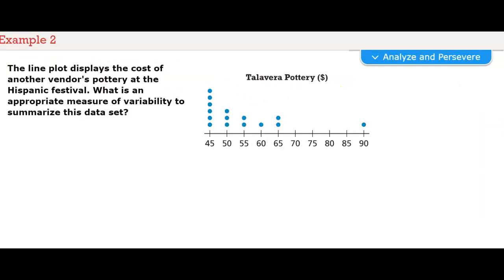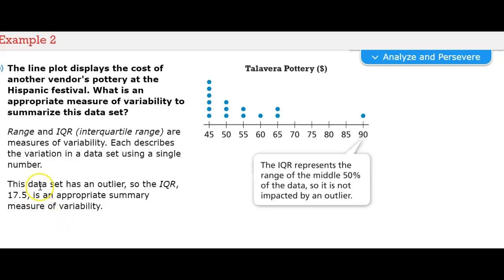The line plot displays the cost of another vendor's pottery at the Hispanic festival. What is an appropriate measure of variability to summarize this data set? Range and IQR, interquartile range, are measures of variability. Each describes the variation in a data set using a single number. This data set has an outlier, so the IQR, 17 and 5/10, is an appropriate summary measure of variability.